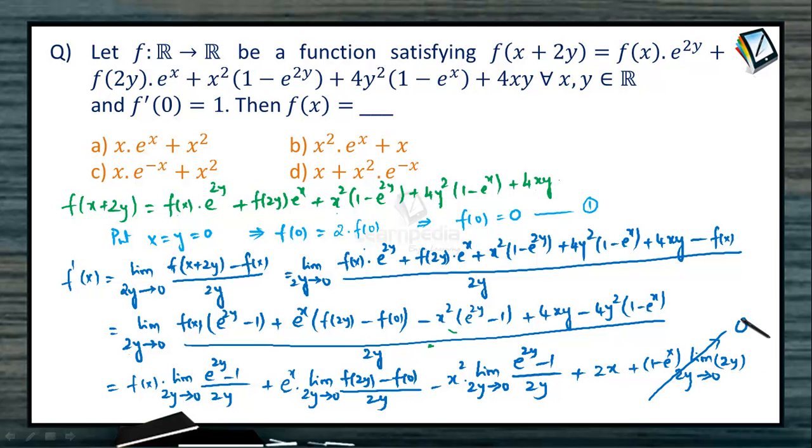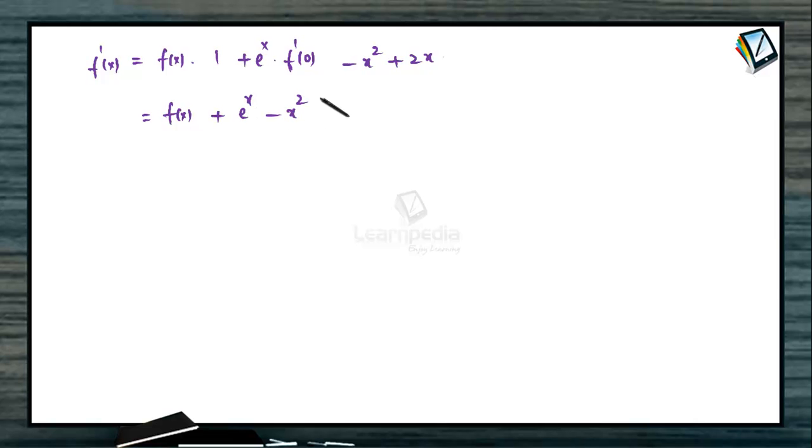So if you clearly observe, this limit is 0. And the rest of the limits are all in the standard forms. What would be the limits coming up? So the calculation of f'(x) would give us f(x) into the limit, which is 1, plus e^x into, by definition, f'(0), minus x² plus 2x. But in the data we have the value of f'(0) also, that is 1. So f'(x) = f(x) + e^x(1) − x² + 2x. This is the value of f'(x).